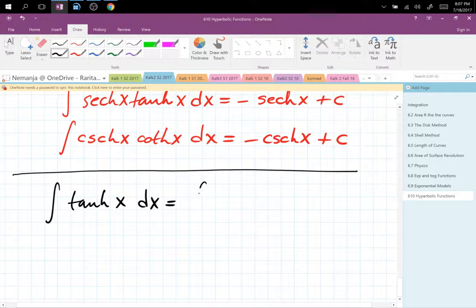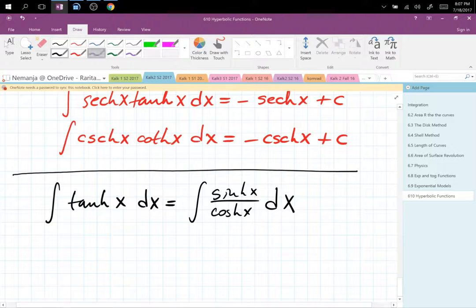So I'm going to rewrite this as sine hyperbolic x over cosine hyperbolic x dx. And then what's u? u equals e to the x plus e to the negative x. No, it's just cosine hyperbolic x. Oh, but I did it wrong.